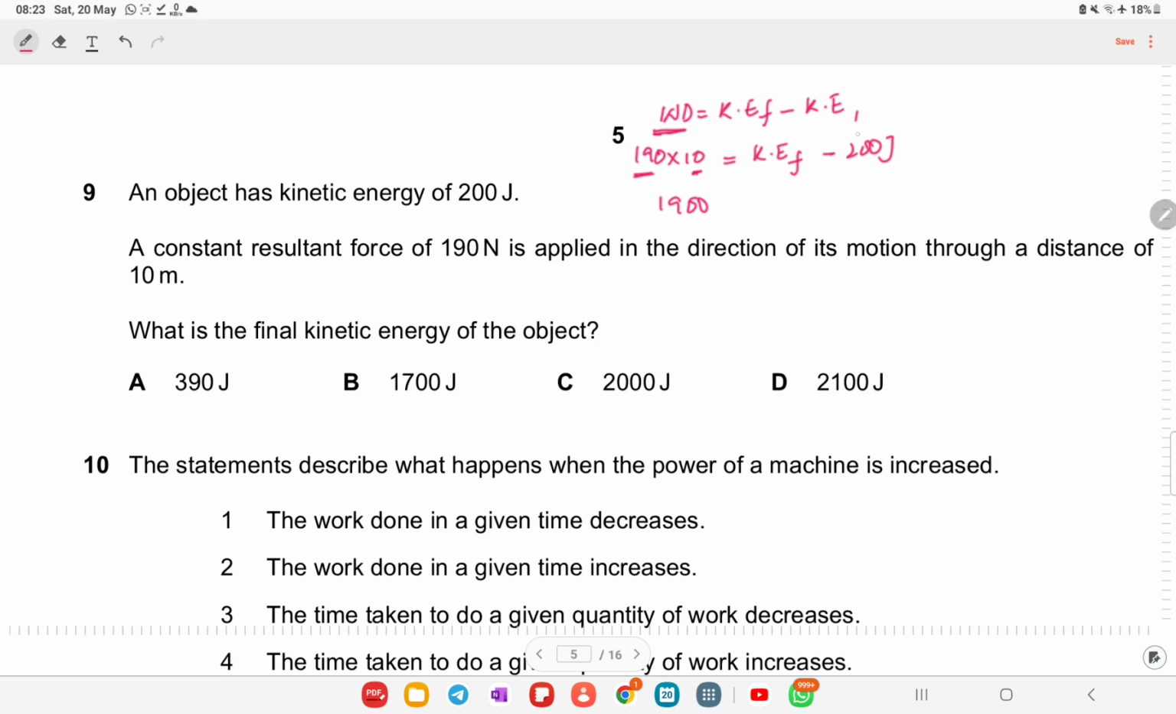This is what we need to find out, and the initial kinetic energy is given as 200. So when you do that, it's going to be 200 equals to kinetic energy final, and this is going to be 2100. So the answer will be this one.